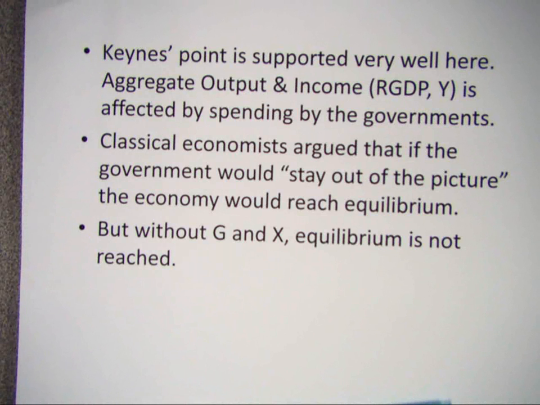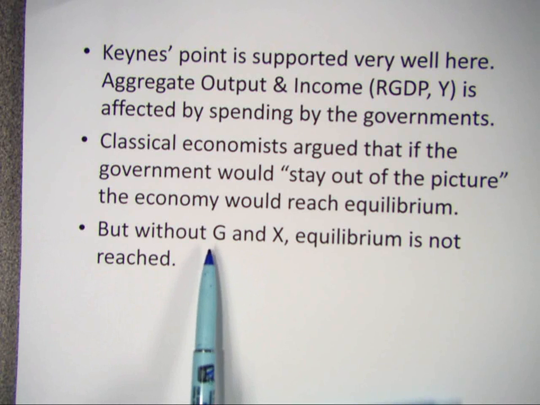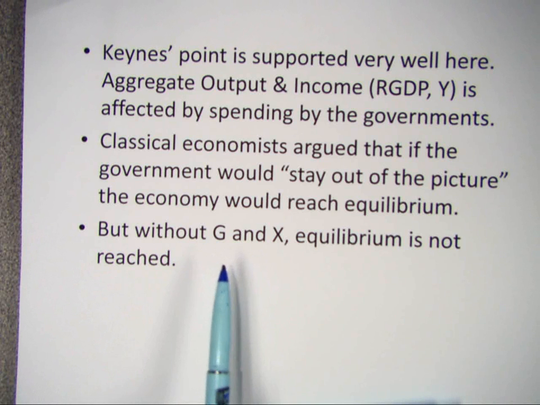Now, classical economists argued that if the government would just stay out of the picture, the economy would reach equilibrium. But we would not have seen equilibrium at 5.0 had it not been for the involvement of government spending. Equilibrium would not have been reached. Now, the big thing to keep in mind, too, is this.